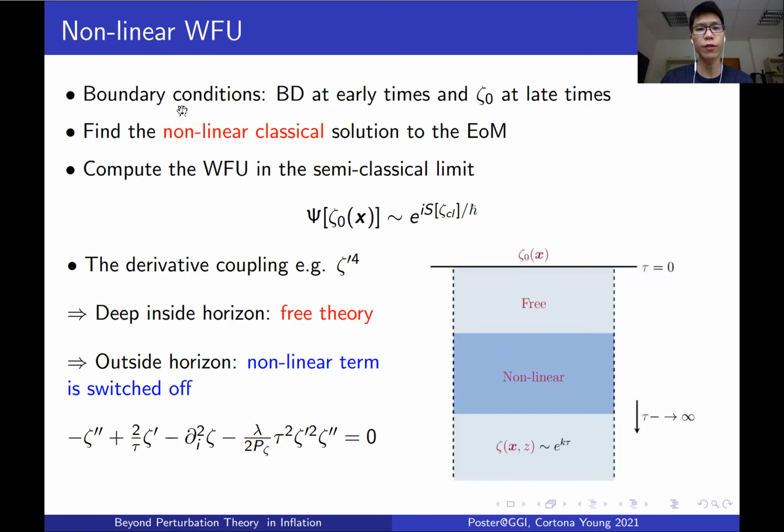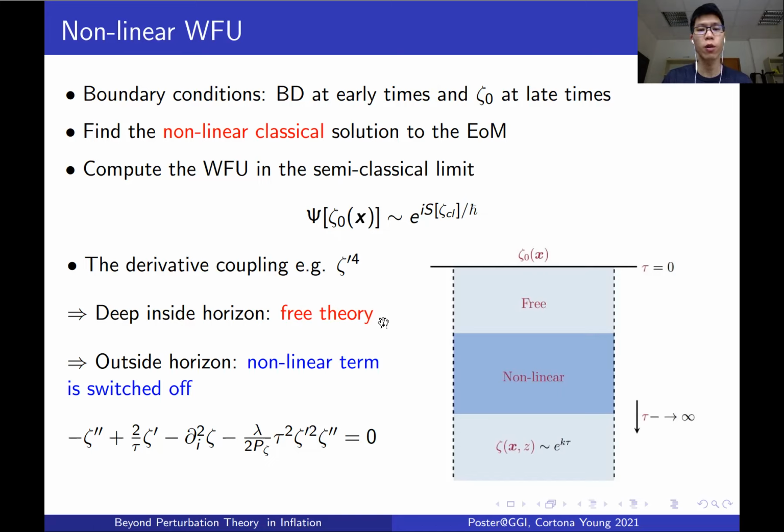In this case, you have to impose the boundary conditions, one at early times, the Bunch-Davies condition, and the other at late times, theta 0. Then you have to solve the classical nonlinear equation. After that, you use the solution and plug it back into the action to obtain the wave function of the universe in the semi-classical limit. Here we are interested in the coupling theta prime to the fourth. I skip the justification of this coupling.